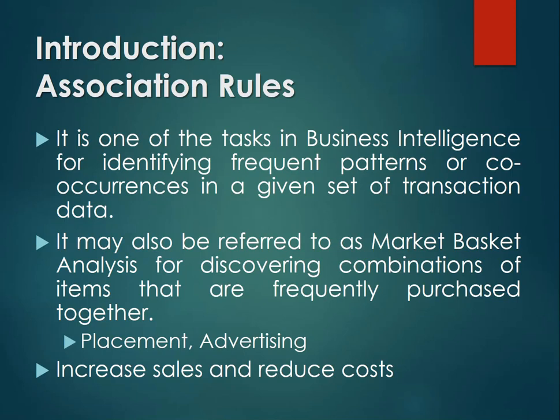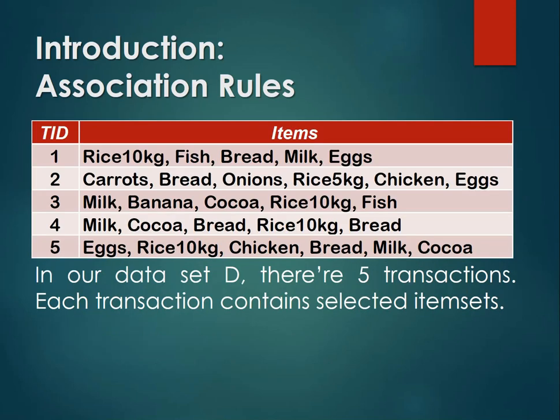In summary, association rules help organizations or companies to increase sales, product sales or service sales, and to reduce costs. Cost here means storage costs. Here in our data set D, we have 5 transactions, and each of the transactions contains a selected item set. Those items can be any items, okay? It can be rice 10 kg, fish, bread, milk, or eggs.